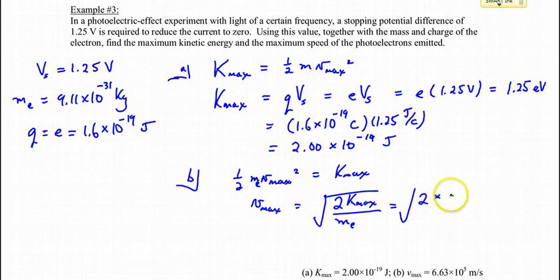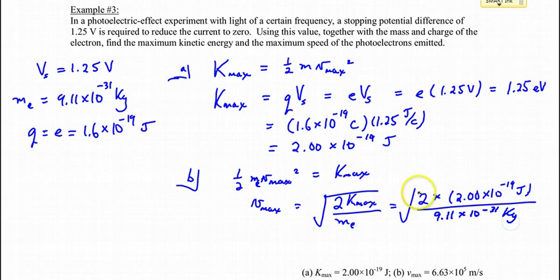The energy we just determined was 2 times 10 to the power of negative 19 joules, and then divided by the mass of an electron, which is 9.11 times 10 to the power of negative 31 kilograms. So it's the square root of all of that. And you get a maximum velocity of 6.63 times 10 to the power of 5 meters per second. And that's it for example 3.